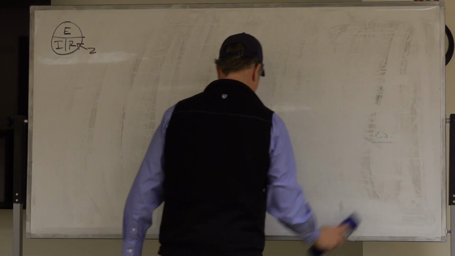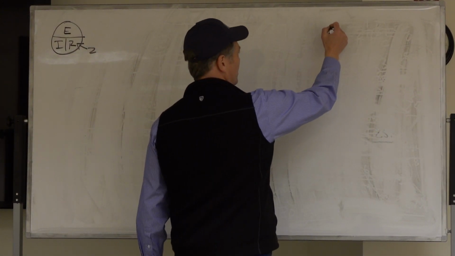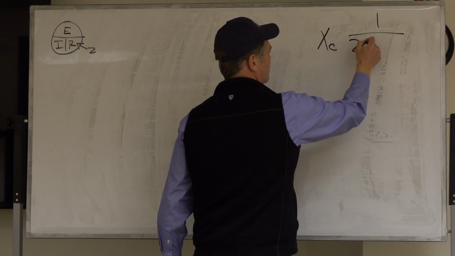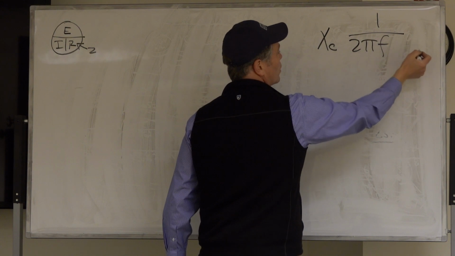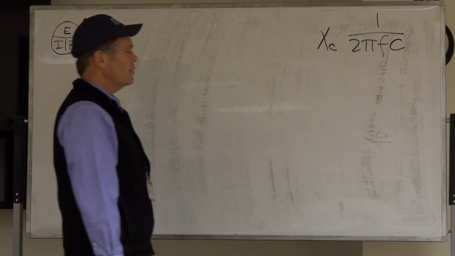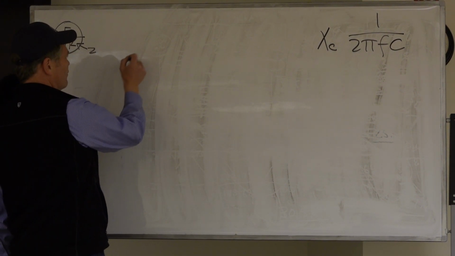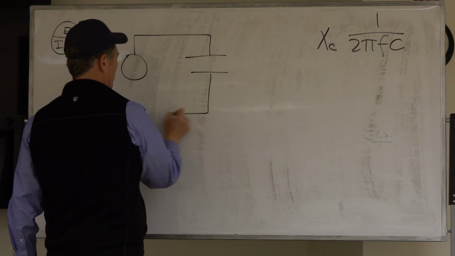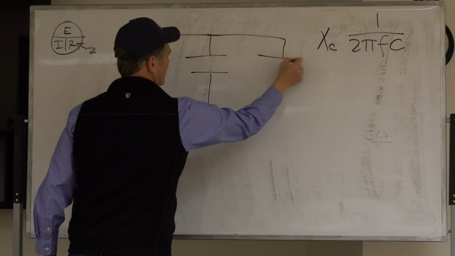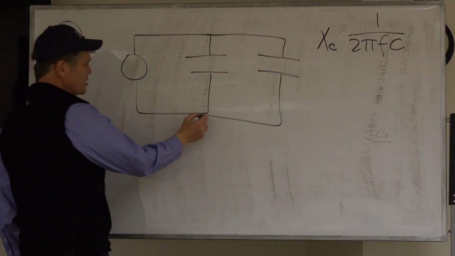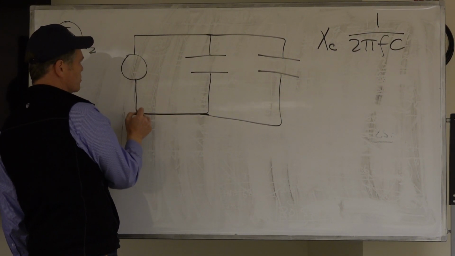So capacitors, not only is their formula, X sub C, an invert of the formula we know, 2 pi F L, but now we're in C, 2 pi F C. Not only is the formula inverted, but if I have a source and I have two capacitors in parallel, they add up.